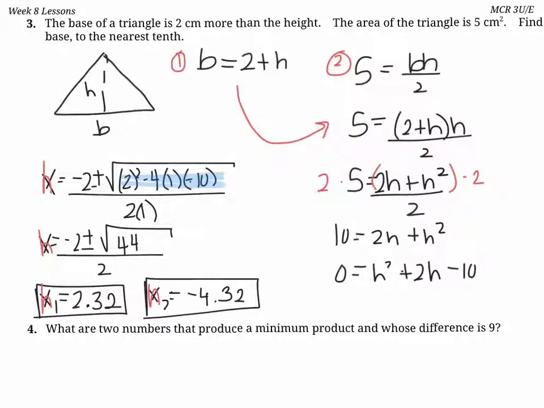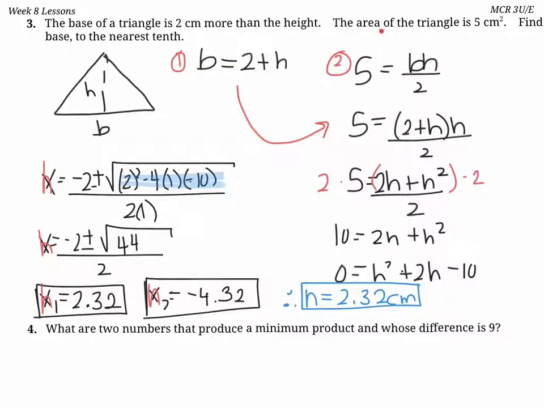Do these both make sense? We know that h is defined as the height of a triangle, so it cannot be this negative one here. This is our only h. So our h value therefore is, I should have given myself more space, so therefore the height of this triangle is 2.32 centimeters approximately.